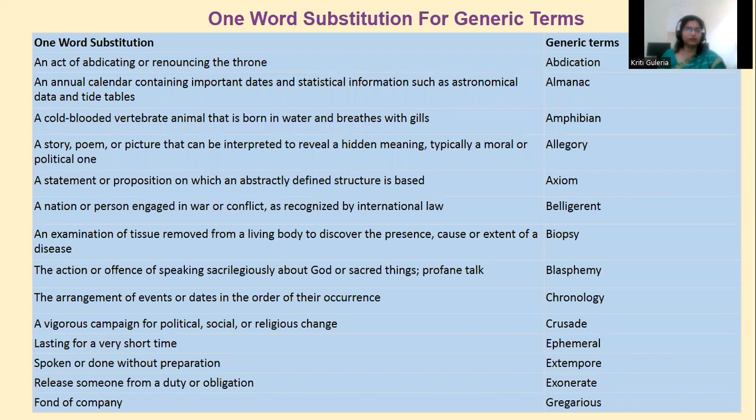Now, first of all, we'll start with the first category, that is generic terms. For example, an act of abdicating or renouncing the throne. This entire phrase can be substituted by one word, that is abdication. Next phrase reads, an annual calendar containing important dates and statistical information such as astronomical data and tide tables. What is that calendar known as? It is referred to as almanac.